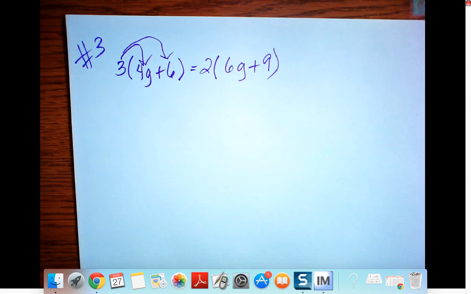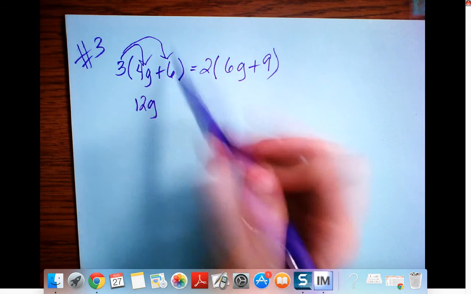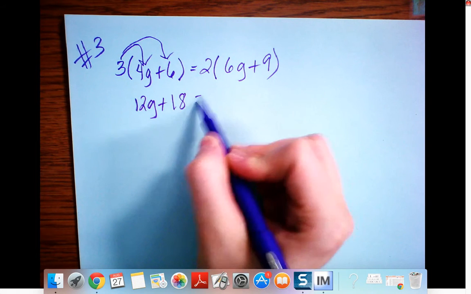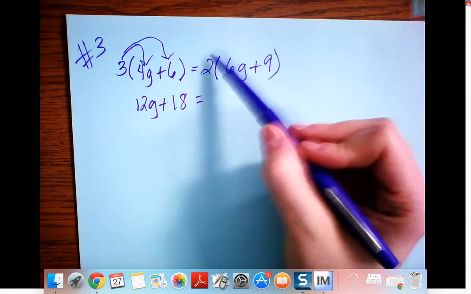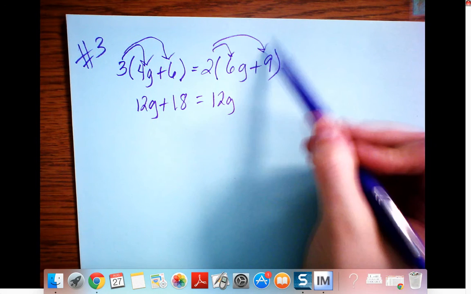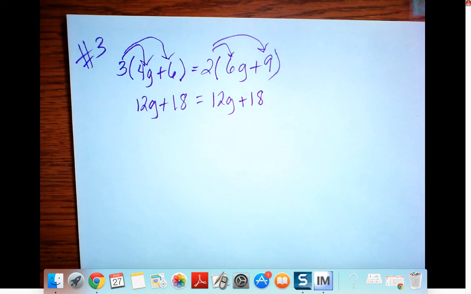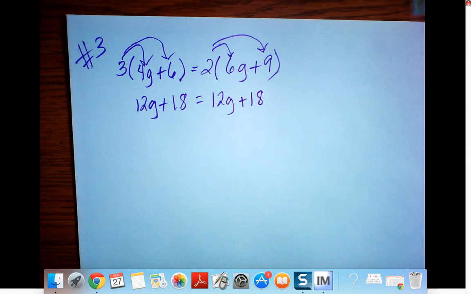So 3 times 4g is 12g. 3 times 6 is 18. 2 times 6g is 12g. And 2 times 9 is 18. So if you notice, you have the same expressions on either side of the equal sign. So that should kind of clue you that you will have infinitely many solutions.